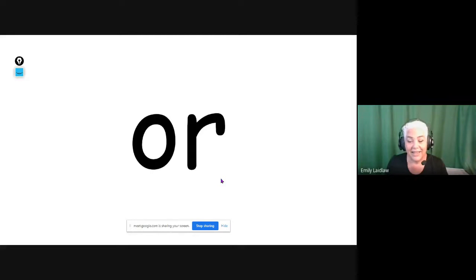Or, and again, it can say er if it's the suffix of a word, right? An actor, do we say actor, right? So we can tell kids, let's think actor to help us remember the spelling, but the sound is er.